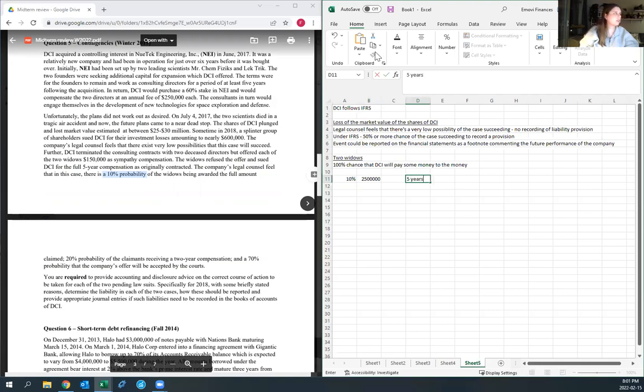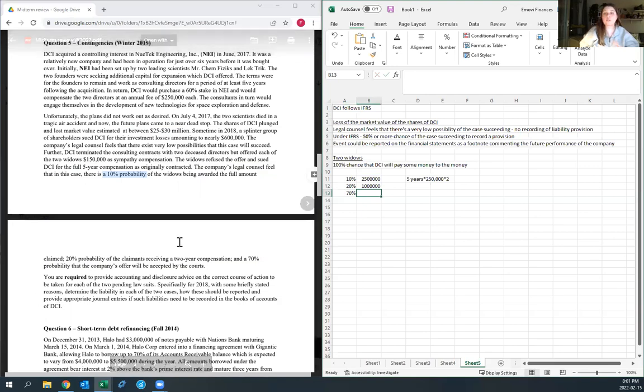I did 5 years because the contract originally was 5 years, times 250,000 because that was the fee for the year, times 2 people. There is a 20% probability that they receive a 2-year compensation, so 2/5 of the 2.5 million. And there's a 70% probability that PCI is going to just pay the offer that they originally proposed to the widows, which is 150,000 each, so 300,000.